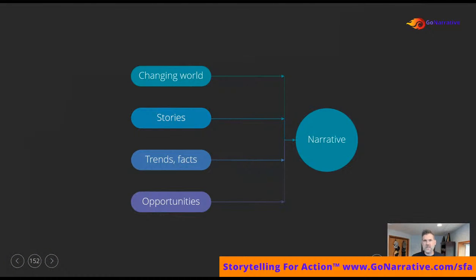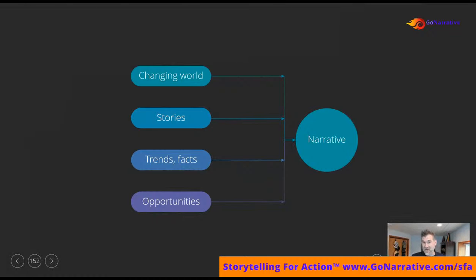When we create a strategic narrative, we draw it out from areas all across the business. We speak to product, speak to PR, we speak to the executive team, all that good stuff. Because you're looking at what's changing in the world, right? What stories are we telling? What are the trends? What are the facts? What are the opportunities? What does that picture look like? We can break it all down.